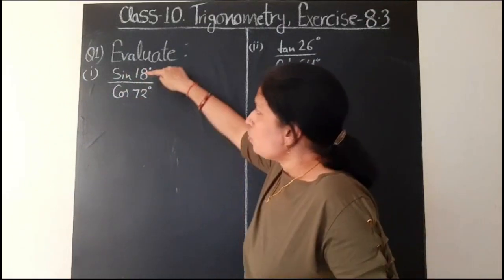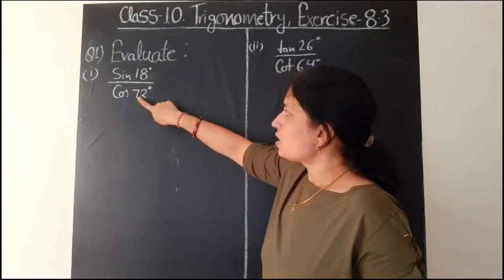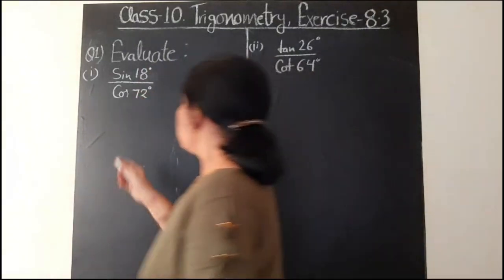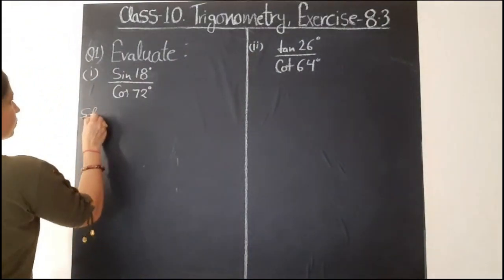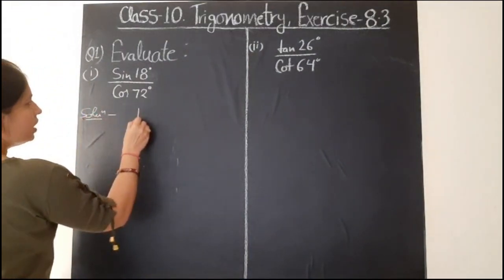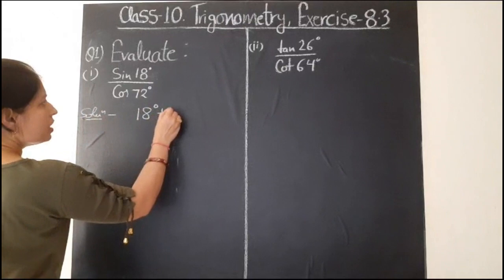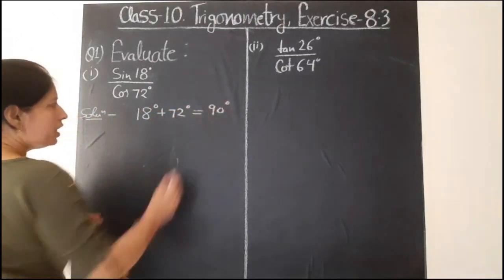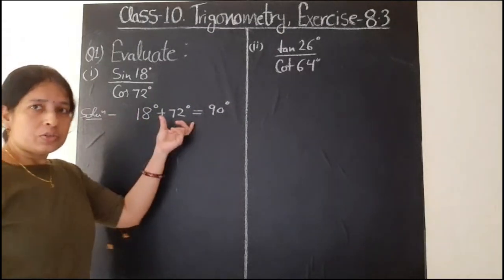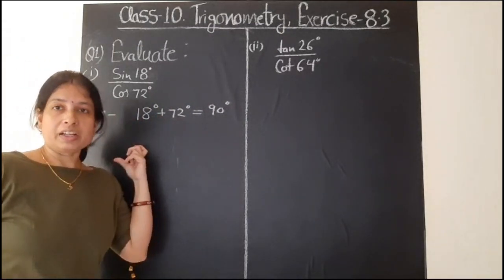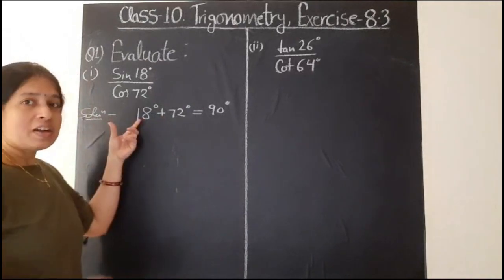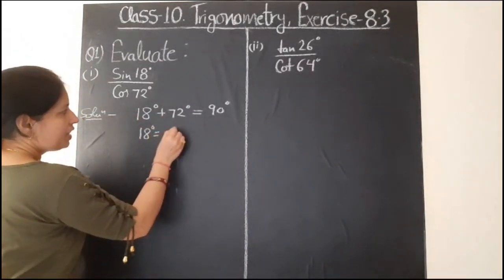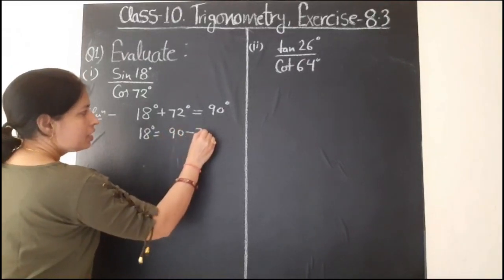So you can see here 18 plus 72 is equal to 90. That means you can write 18 degree plus 72 degree is equal to 90 degree. That means these two angles are complementary angles. Okay, so in place of 18 we can write 90 minus 72 degree.